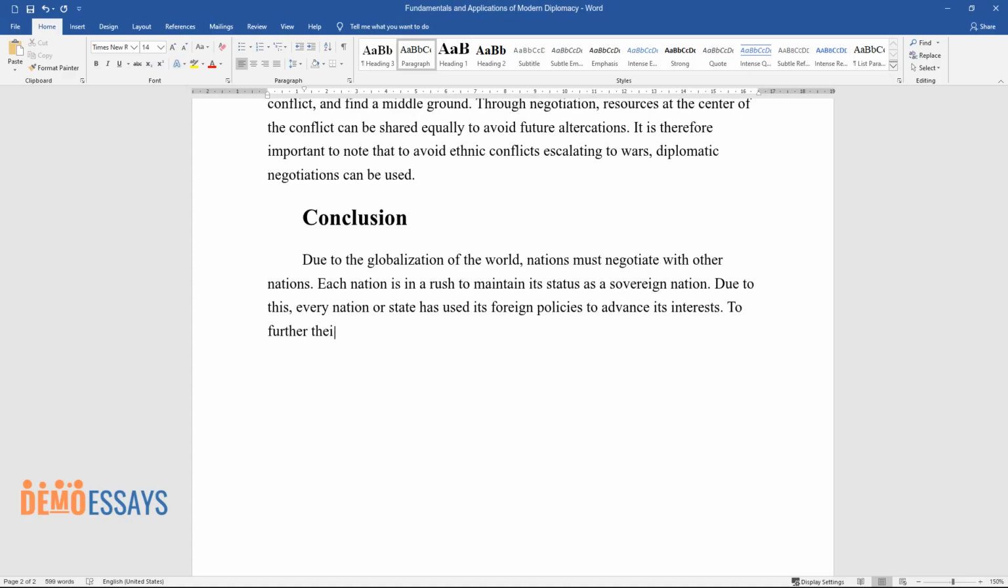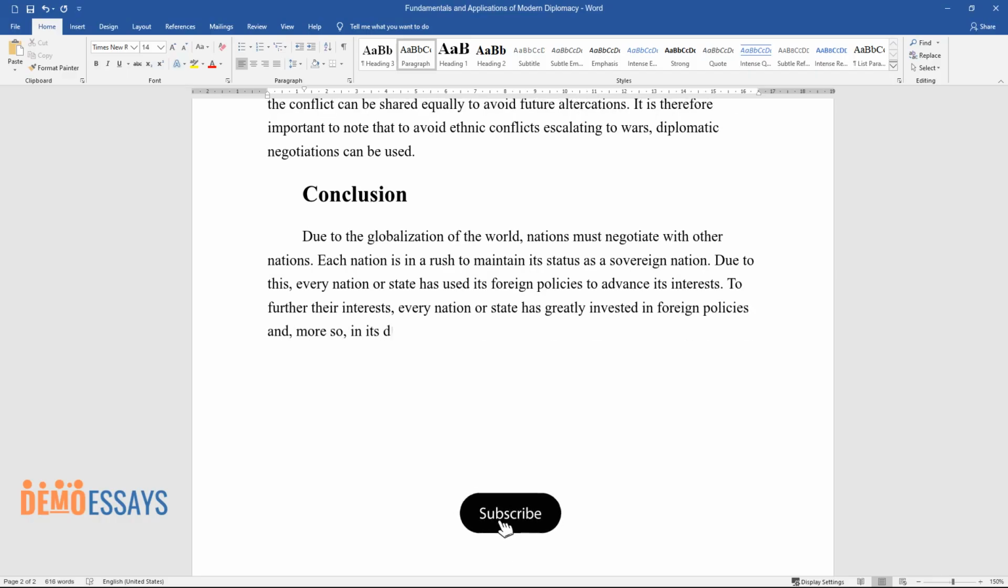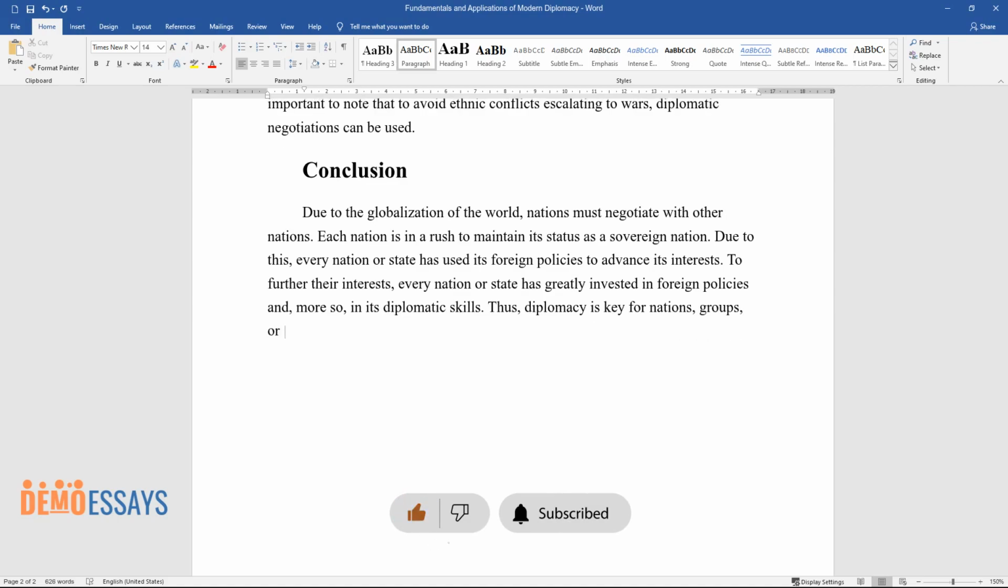To further their interests, every nation or state has greatly invested in foreign policies and, more so, in its diplomatic skills. Thus, diplomacy is key for nations, groups, or individuals to maintain peaceful relations.